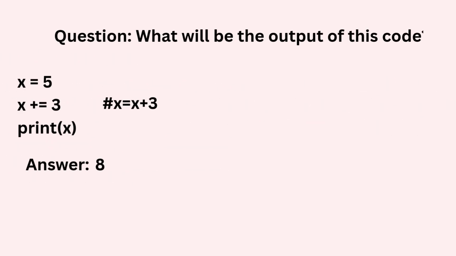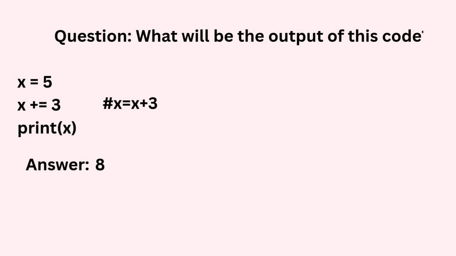Now the next question is, what will be the output of this code? Here x is equal to 5, and again x plus equals 3. We have to print x. So first the variable x has a value that is 5, and x plus equals 3 means x equals x plus 3. Initially we have x equals 5, so the next value of x will be x plus 3, that is 5 plus 3 equals 8. So the answer will be 8.